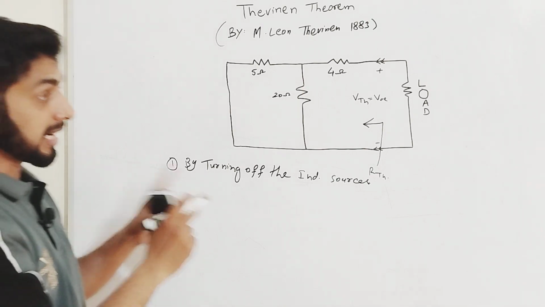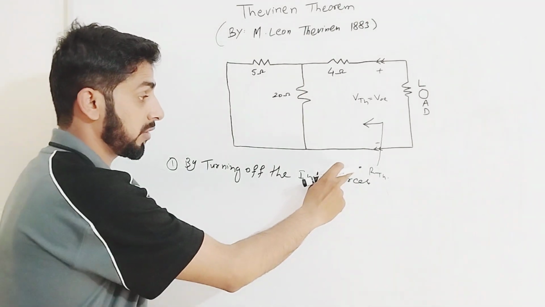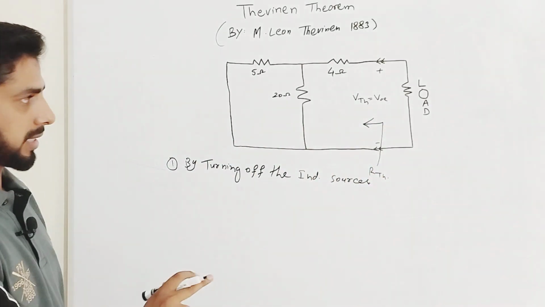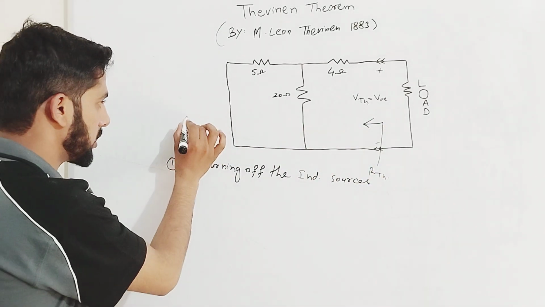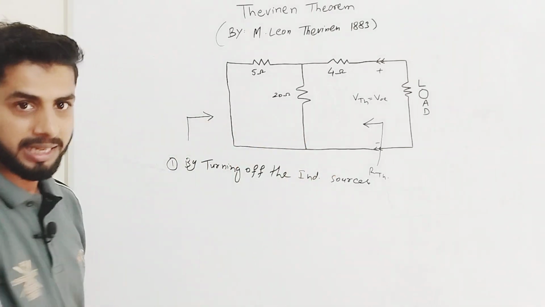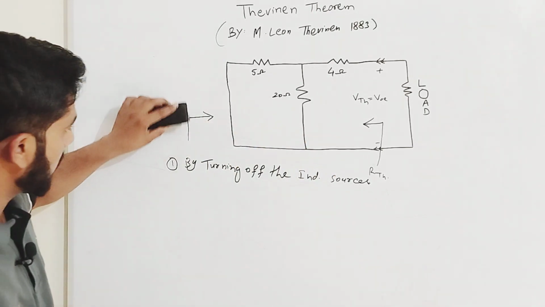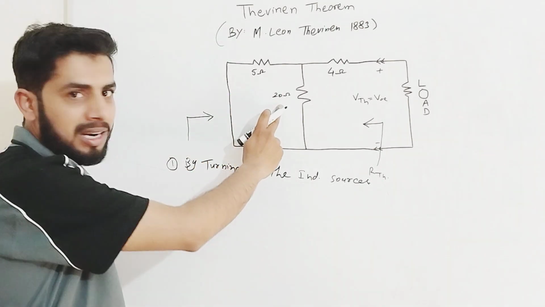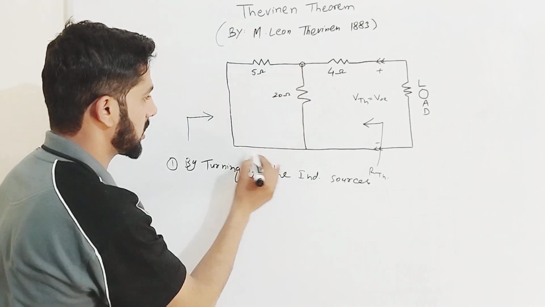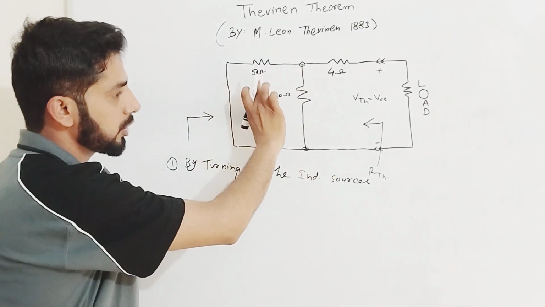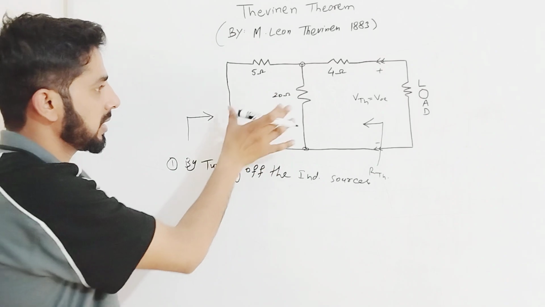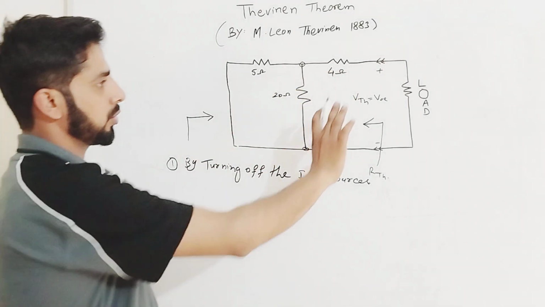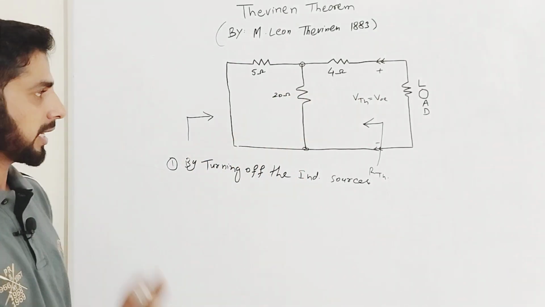What is the concept for solving the Thevenin equivalent resistance? It is the look-back resistance, and the solving procedure is that we solve it from right towards left. See here, from right towards left, 5 ohm is in parallel with 20 ohm. How? Start is connected with start and end is connected with end. These two resistors are in parallel with each other, and their equivalent is in series with the 4 ohm resistor. That is how our Thevenin resistance will be calculated.